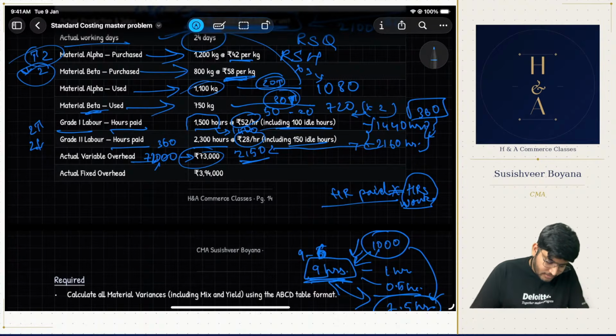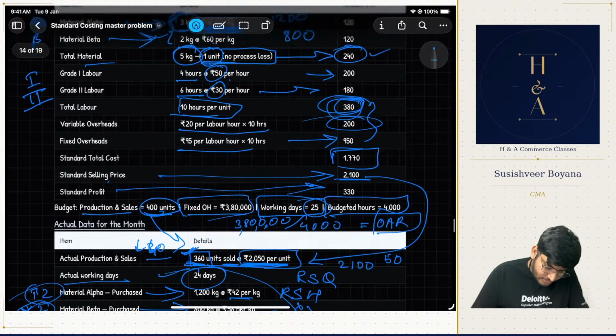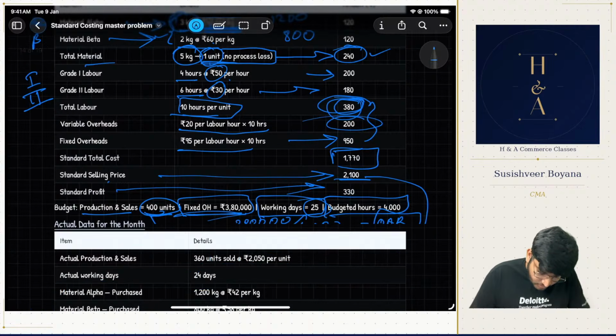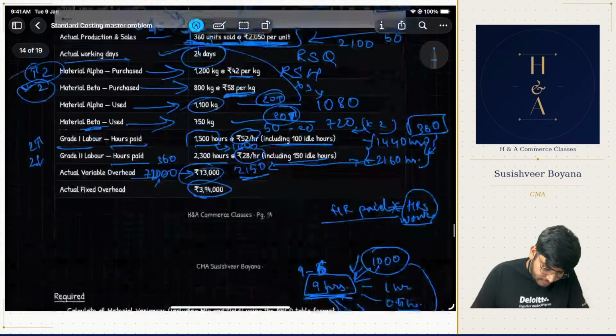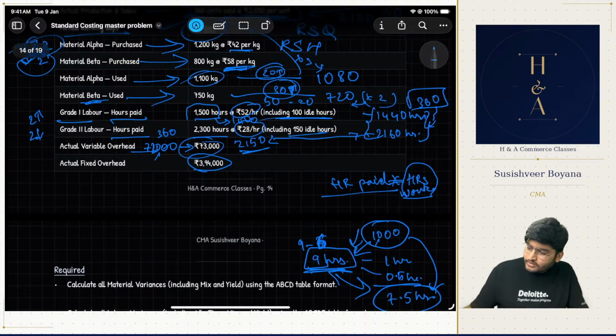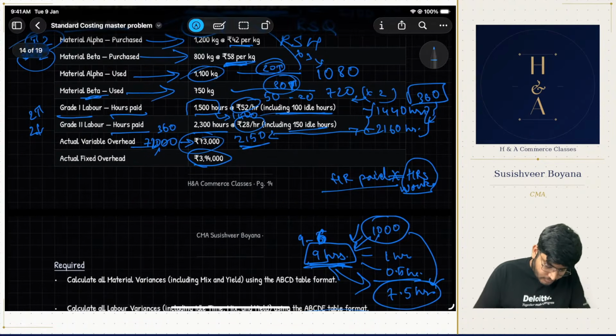73. Fixed is 3,94,000. But did they not already give us fixed overhead based on budget as 3,80,000? We already calculated the overhead absorption rate. Fixed overheads is 950 per unit. 950 into 360, so it should have been 3,42,000.